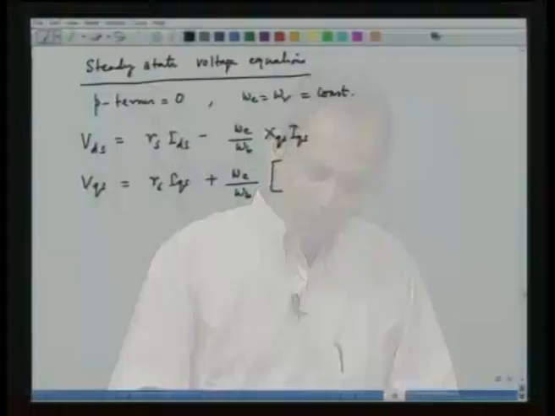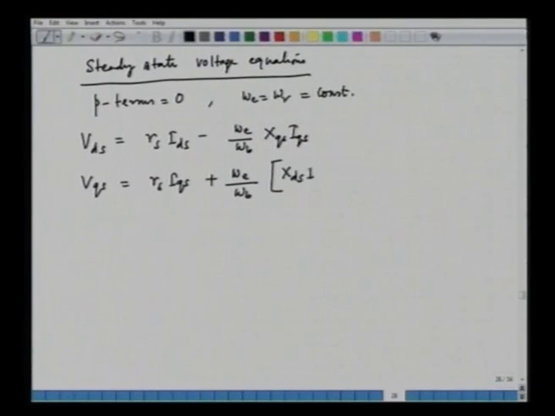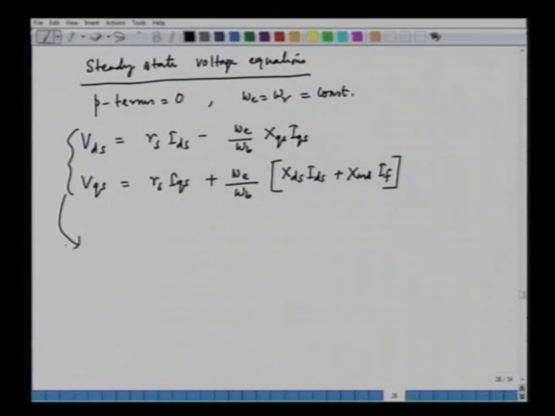So, here what we have in this case is XDS IDS plus XMD into IF. This is basically the equation in terms of the reactances, because reactances are given at base frequency, and hence we divide that by omega B to obtain the inductance. So, this can also be written in the following fashion: VDS is equal to RS IDS minus omega E. Instead of reactance, we can also have the inductance.